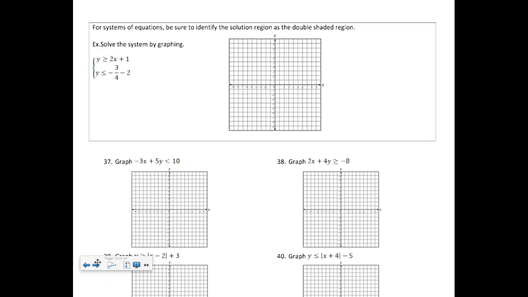Okay. So, are these both ready to go? Or are they both in y equals mx plus b? Okay. This one right here, this top one says I'm going to start at 1, and then I'm going to go up 1, right 1, up 1, right 1. Okay. We are going to have a solid line. And it says greater than, so I'm going to shade above.